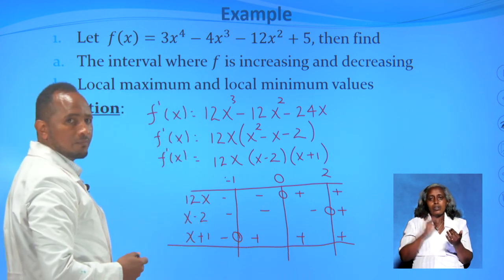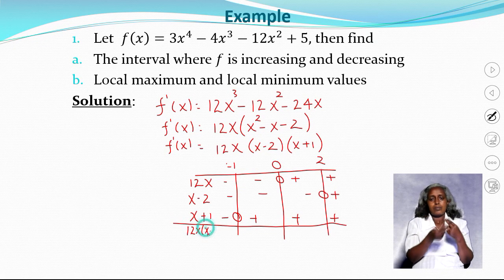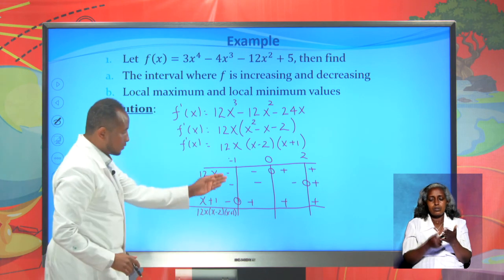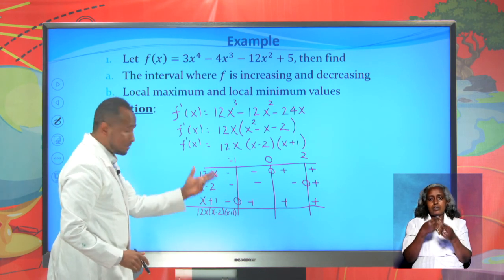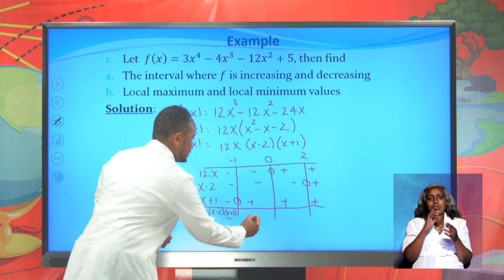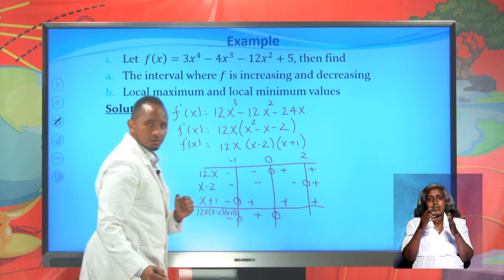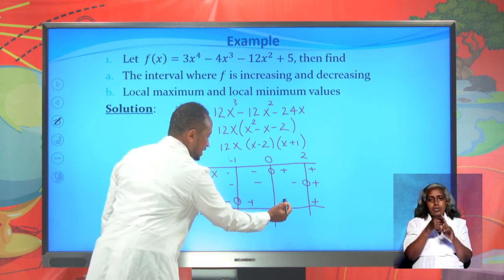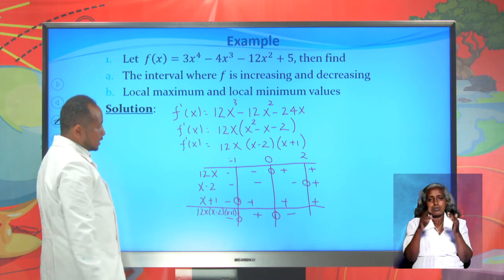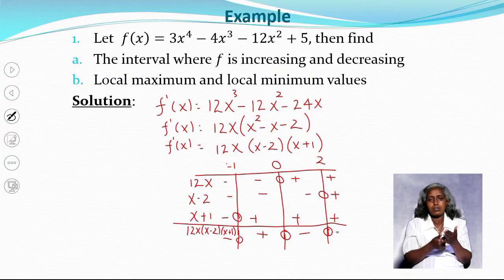So now I need to find the sign of the product. Here it is 12x times x minus 2 times x plus 1. For this part, the product will be minus times minus times minus, it will be minus. And for this interval from negative 1 up to 0, the product will be plus. And we have 0 at the boundary. And the product of this gives you plus times plus times minus, which is minus. Here at the boundary it is 0, and then here it is positive.